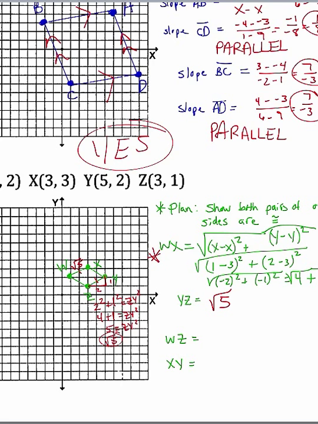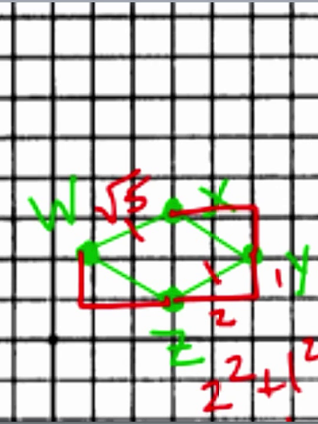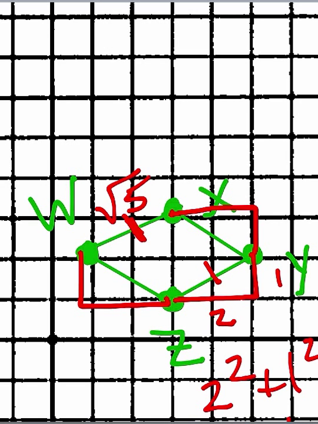For WZ, it's down 1 and over 2, so that's going to be 1 squared plus 2 squared, square rooted, which is also the square root of 5. And for XY, that's 1 up and 2 over, so that again is going to be 1 squared plus 2 squared, square rooted, which is the square root of 5. So remember the plan. The plan was to show that both sets of opposite sides are congruent. So again, if I zoom in on the picture here for you, what we showed was that WX and ZY are both root 5 or congruent, and we showed that XY and WZ are also congruent.